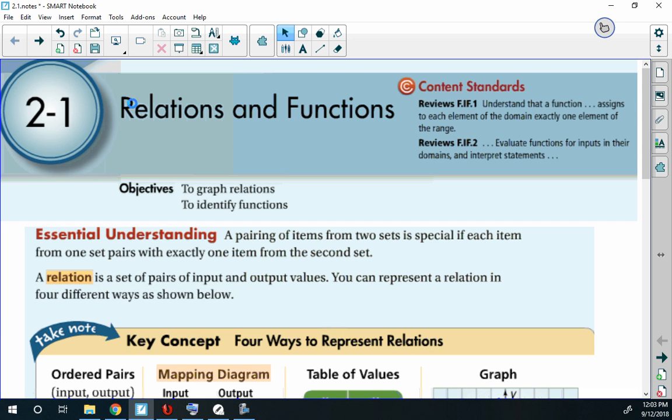My Algebra II class is looking at Chapter 2, Section 1. This is our second official section out of the book. Chapter 2, Section 1, the title's Relations and Functions.